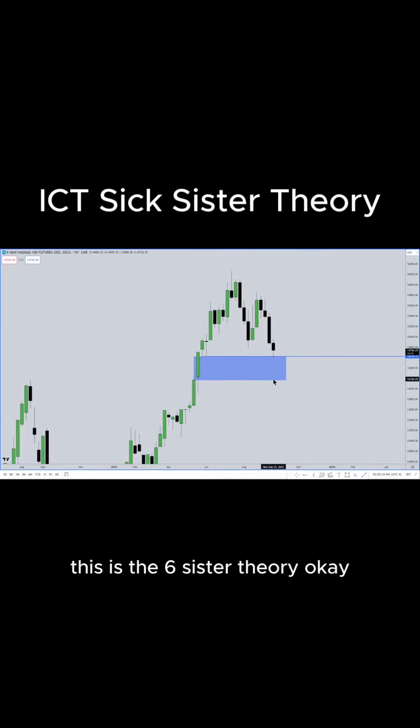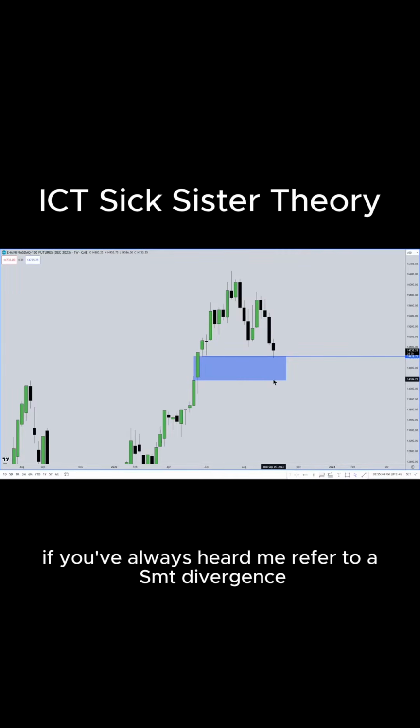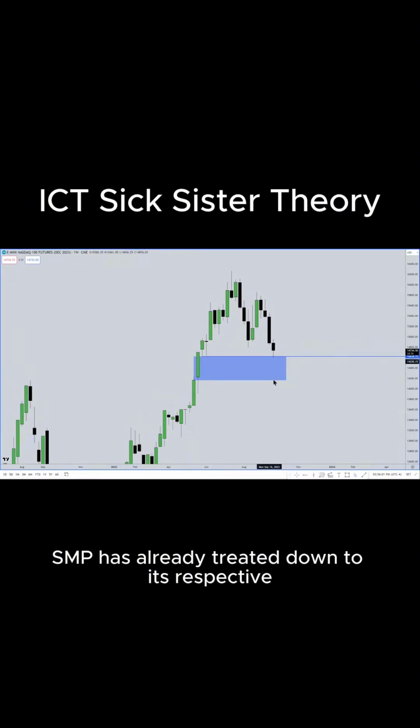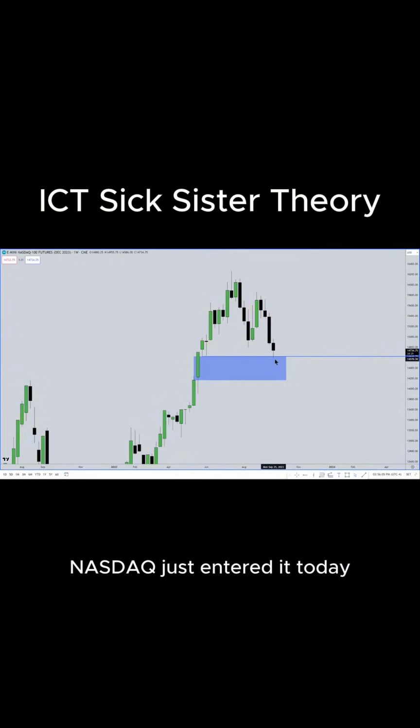This is the Six Sister theory. Okay. Because S&P has already done it, now here's a real big thing here. If you've always heard me refer to an SMT divergence, S&P has already traded down to its respective inefficiency, as we're seeing here for NASDAQ. NASDAQ just entered it today.